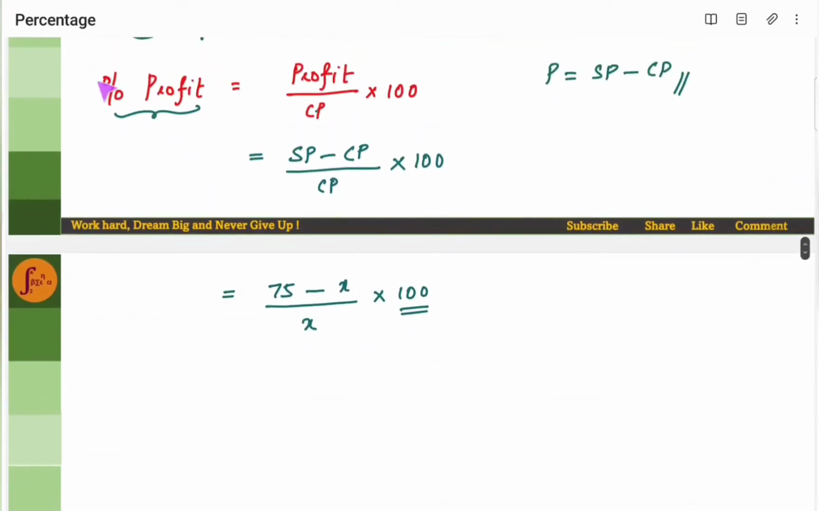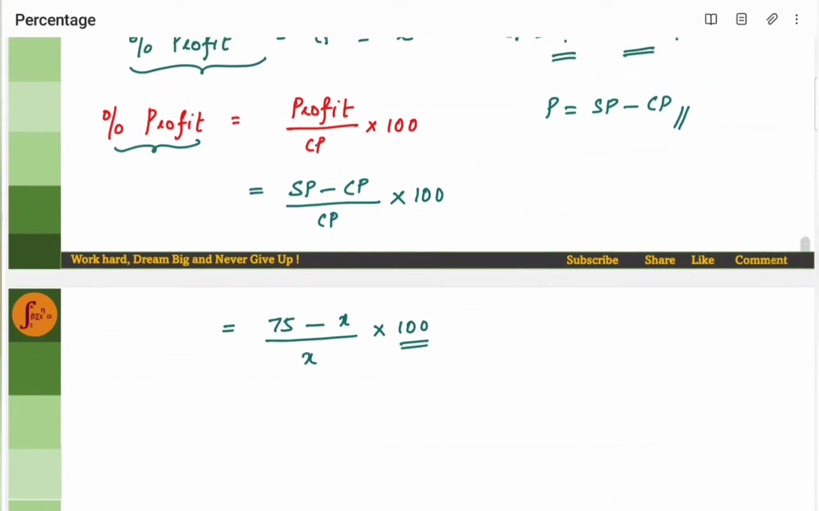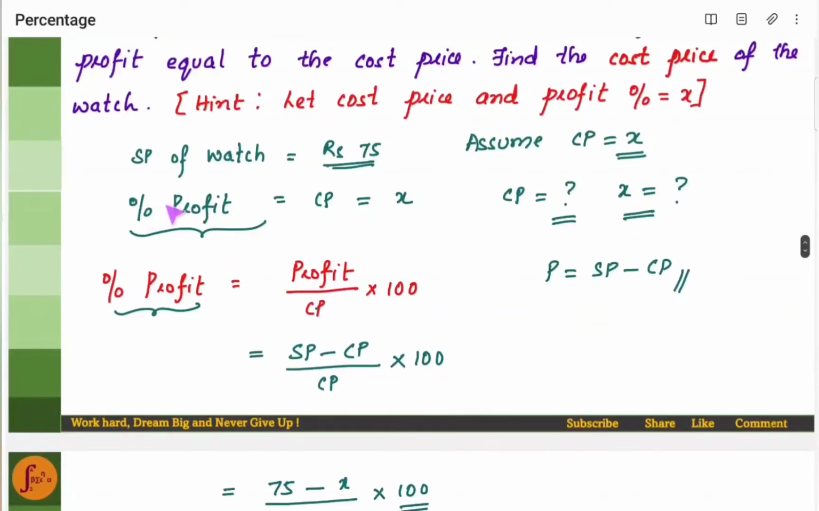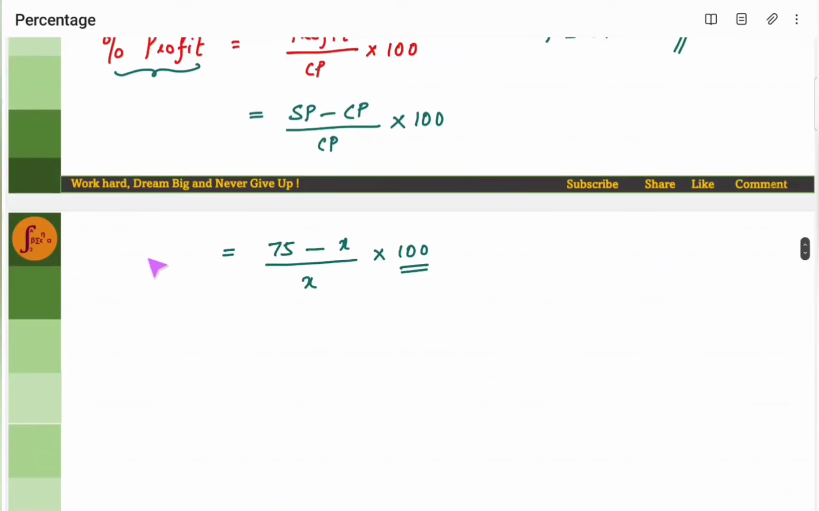Now, what is percent profit? We need to substitute here also. They've given us the percentage profit. Percentage profit is equal to cost price, and cost price in turn we assumed as X. So we can say percentage profit is equal to X. Even in the question clue, they've given profit percent is X.